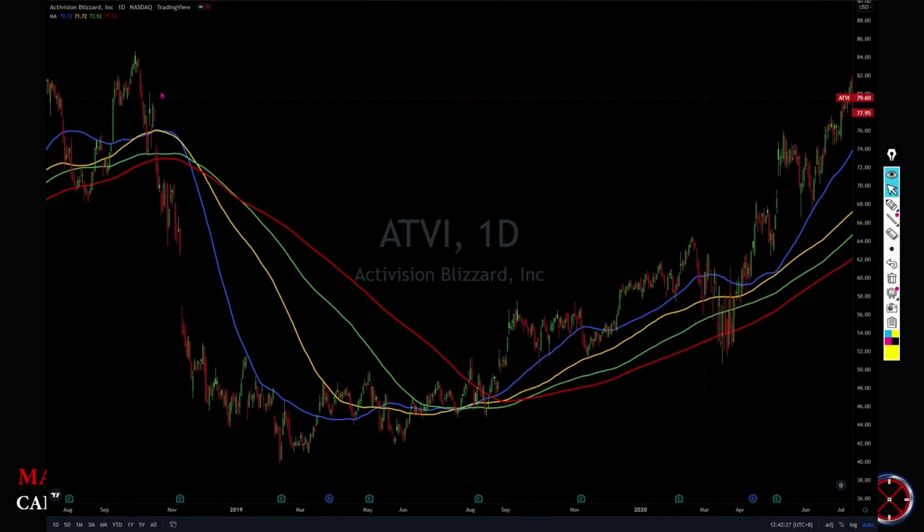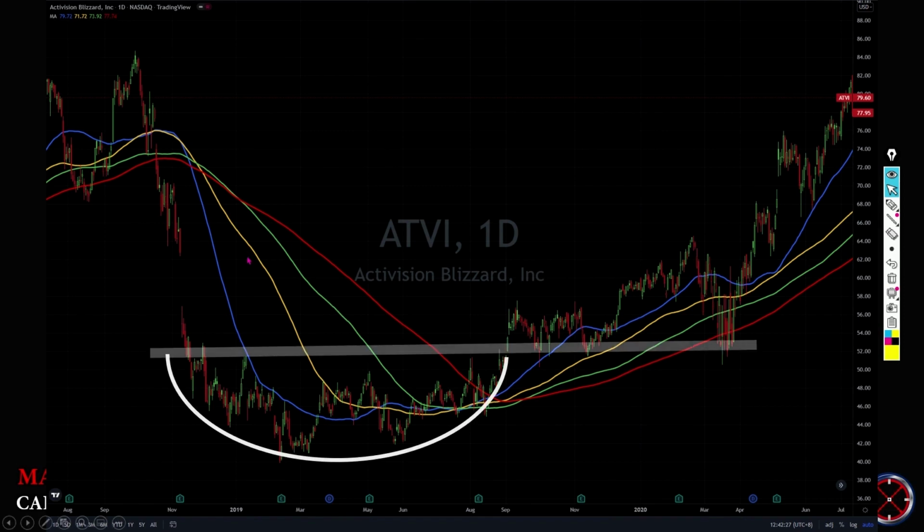And now we move Activision into daily. We plotted this into a daily chart just to see the rounding bottom, it's more obvious. You can see, of course, there's some resistance here, here, here. So I'm just taking the average resistance, right? Sorry, resistance turned into support right here.